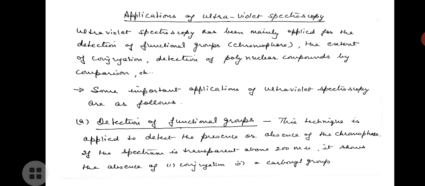Well, if the spectrum of a molecule is transparent above 200 millimicron, then it shows the absence of first, conjugation; second, a carbonyl group, aldehydes and ketones; third, benzene or aromatic compounds; and fourth, bromo or iodo atoms. An isolated double bond or some other atoms or groups may be present in the molecule. It means that no definite conclusion can be drawn if the molecule absorbs below 200 millimicron.